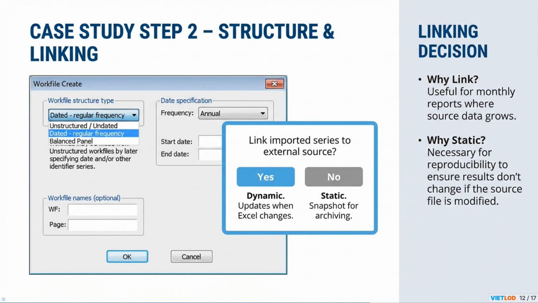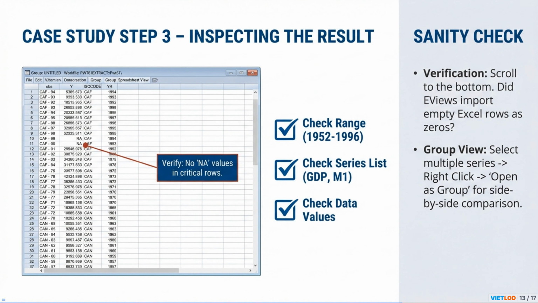This slide covers the second step of our case study, structuring and linking data within EViews. On the left, you see the Workfile Create dialog, where dated regular frequency is selected as the structure type, and annual for the frequency, which is typical for standard time series data. A critical decision during data import is whether to link the series to the external source. The dialog box offers yes for a dynamic link and no for a static link.